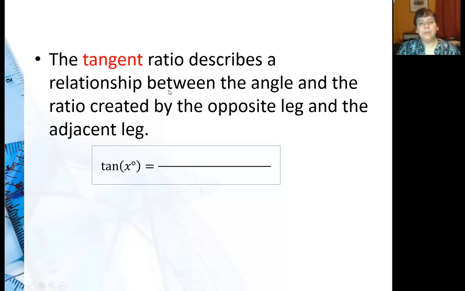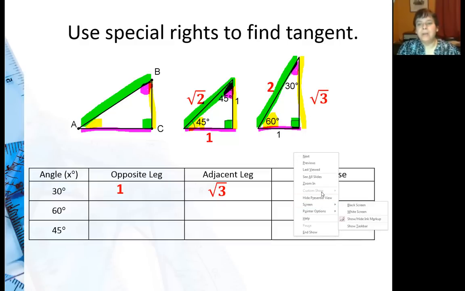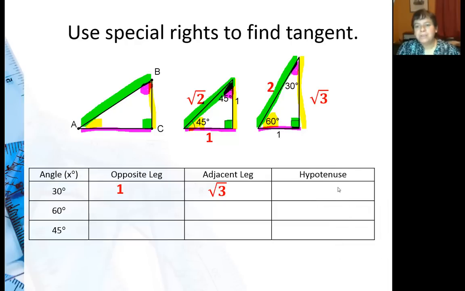So the tangent ratio, we've described which legs are opposite and which are adjacent, and which is the hypotenuse. Now we're going to make a ratio between the opposite leg and the adjacent leg. Okay? So using the same triangles before, again, I'm going to fill in the opposite and adjacent. So for the 30 degrees, it was 1 and square root of 3. Oh, let me scratch through that. That shouldn't say hypotenuse. That should say tangent. All right. So tangent is going to be the opposite over the adjacent. So it's going to be 1 over square root of 3.